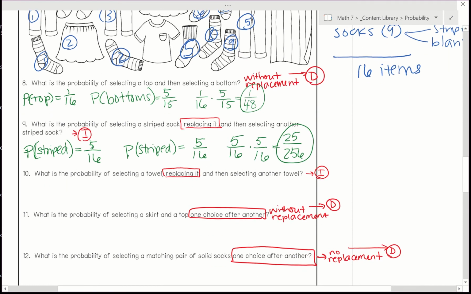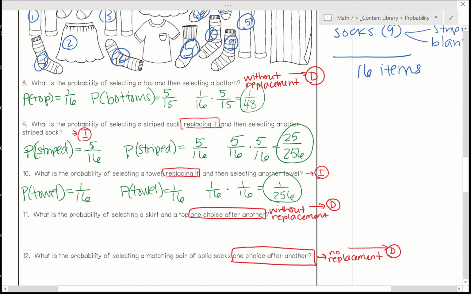Now, what's the probability of selecting a towel? Oh, I knew it was a towel. Okay, the probability of a towel, replacing it, and then selecting another towel. So since we're replacing it, our denominators are going to stay the same. Okay, so the towel, there's only 1 out of the 16 items. We're replacing it, so it's still 1 out of 16, the probability. And now we're multiplying it. 1 out of 16 times 1 out of 16 is 1 out of 256.